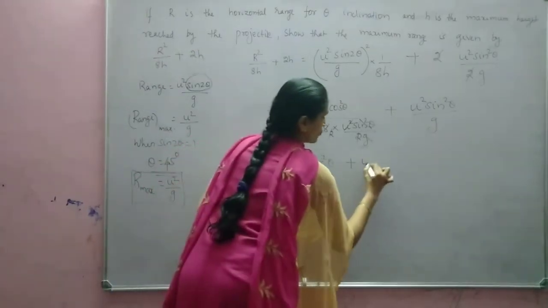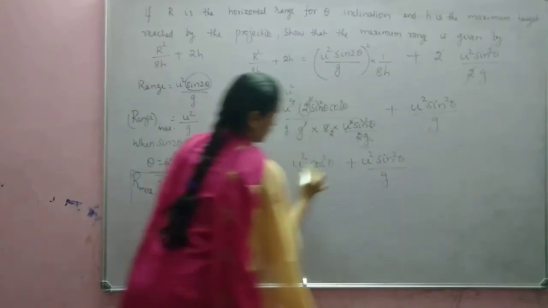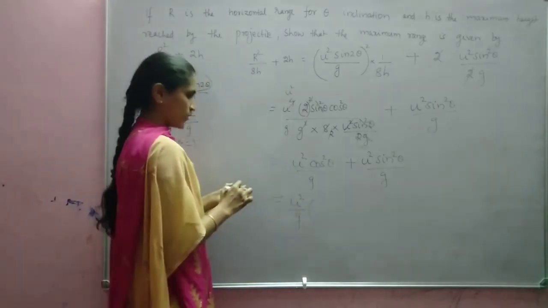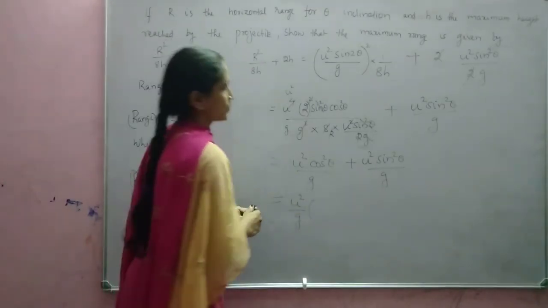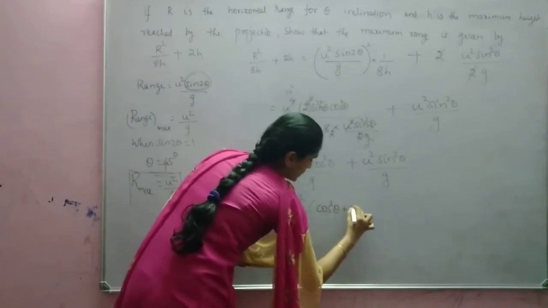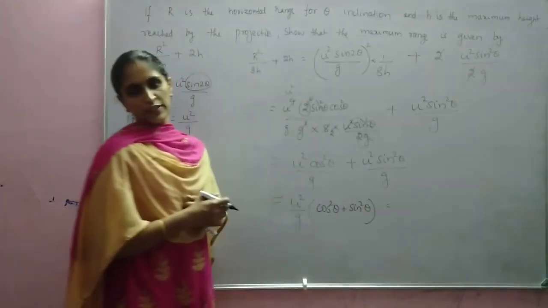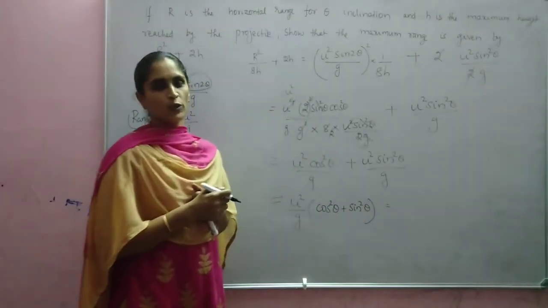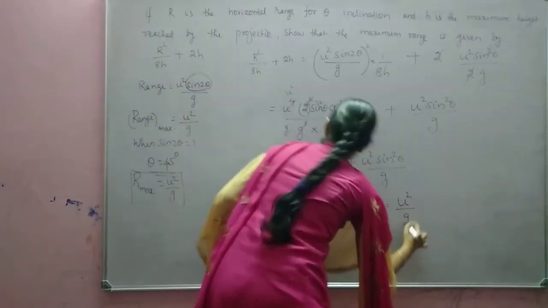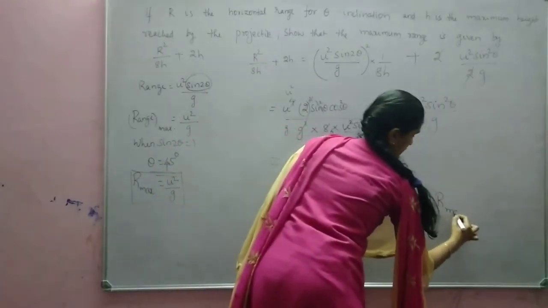Here u square sine square theta by g. u square by g can be taken common. Now what can you do? Cos square theta plus sine square theta can be written. According to trigonometry, we know that cos square theta plus sine square theta is equal to 1. So we will get u square by g, and that is the maximum range.